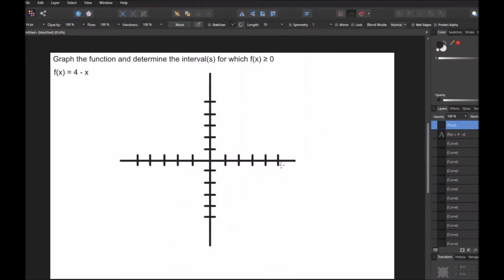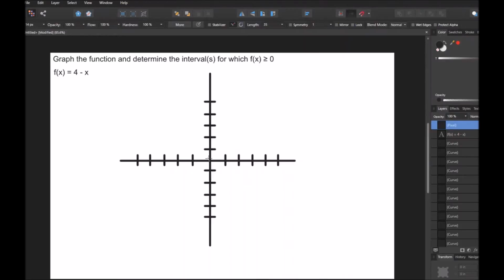Okay, so in this next question we are asked to graph the function and determine the intervals for which f of x is greater than or equal to 0. And the function we're given is f of x equals 4 minus x. So I'm just going to graph the function first, and then we're going to determine the intervals.